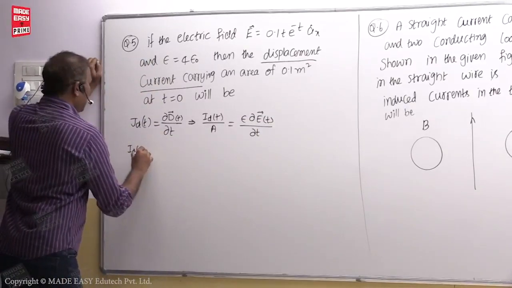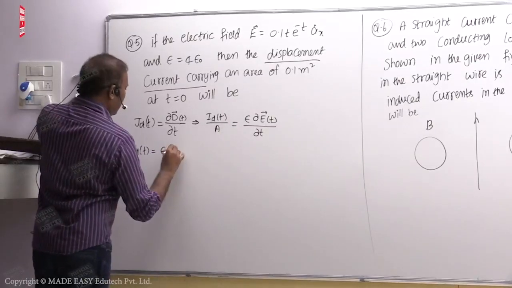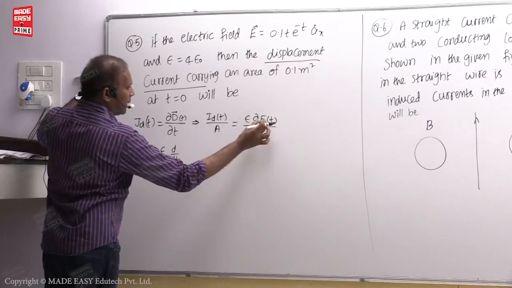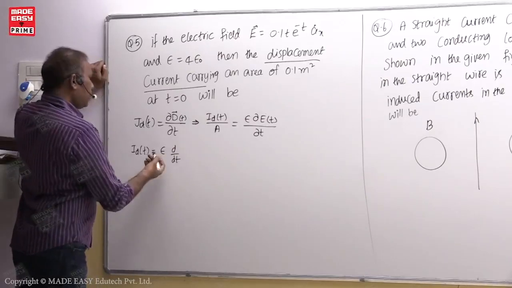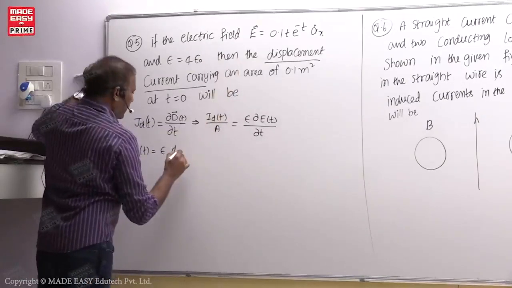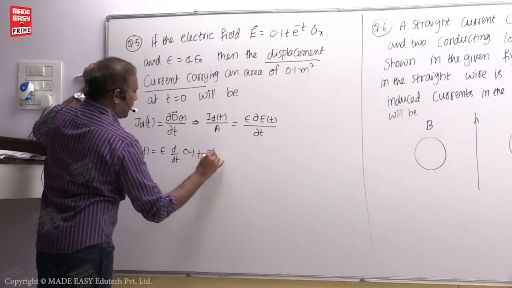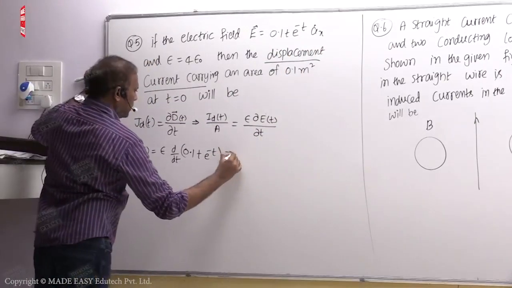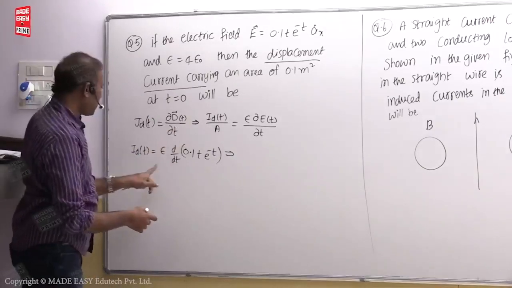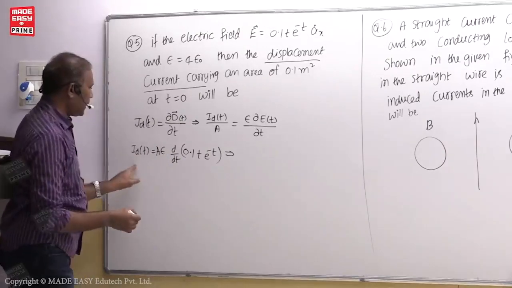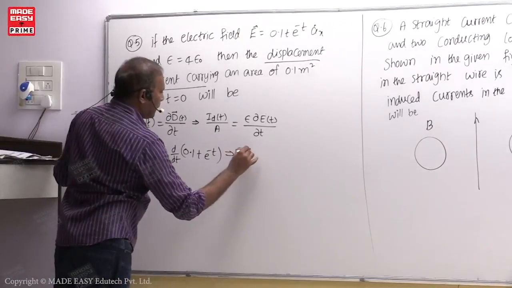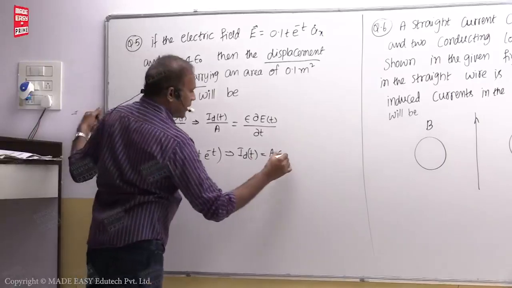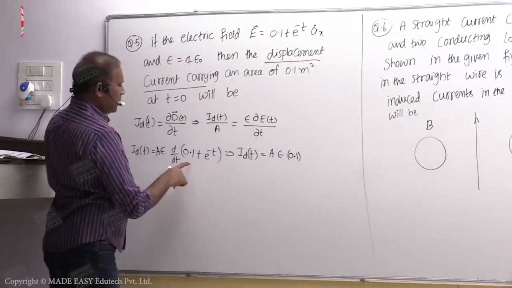Now ID of t is equal to epsilon d by dt of, actually here scalar, that means direction is not taken, so you can take the electric field magnitude here. Now epsilon d by dt of electric field, given as 0.1 t e power minus t. Direction is not taken, only magnitude is taken. Now this gives ID of t, the area goes this side, so area came here, that area I have sent this side. So ID of t is equal to area multiplied with epsilon, d by dt of this one, 0.1 came out. This is a UV formula.